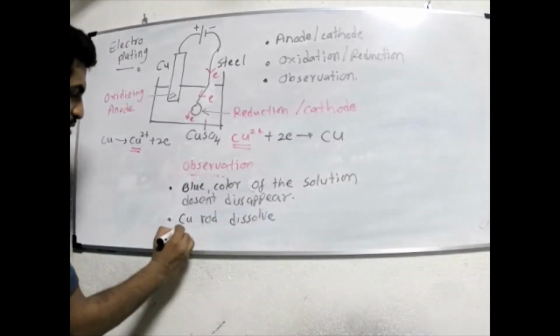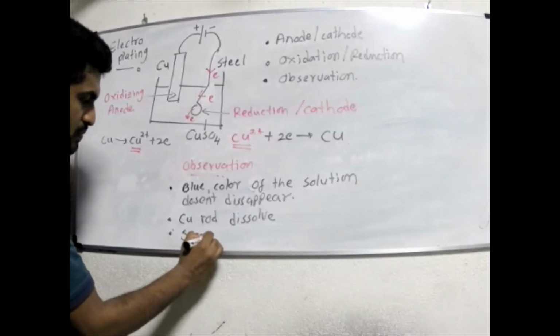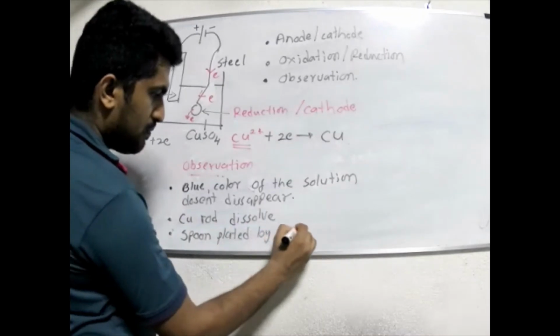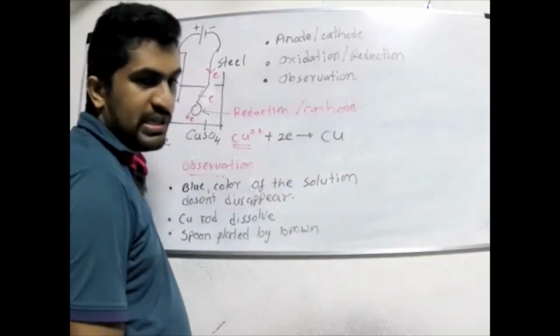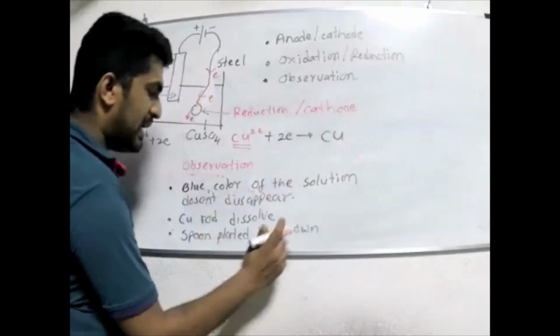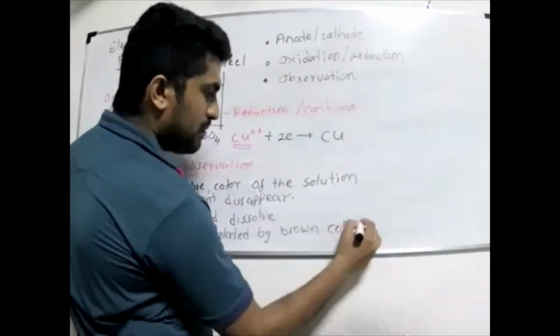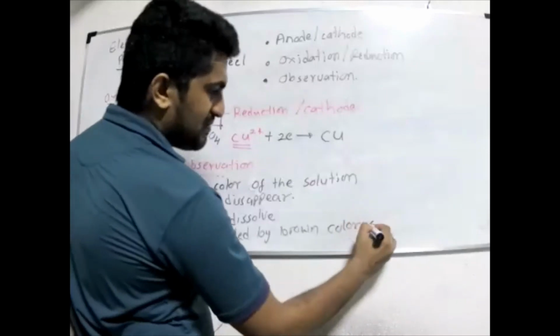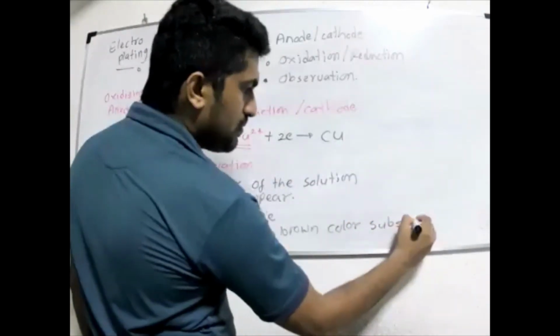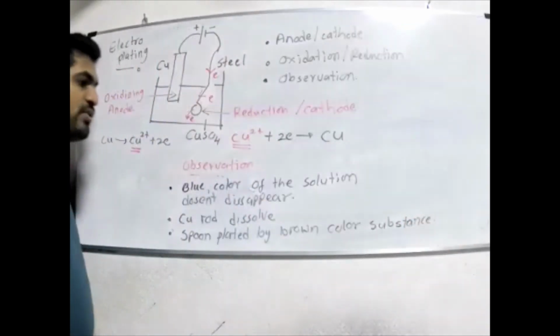And you can write: spoon plated by brown color substance. You can't say it is copper. In your observation, you can't say it is exactly copper. It is plated by a brown color substance. Got it?